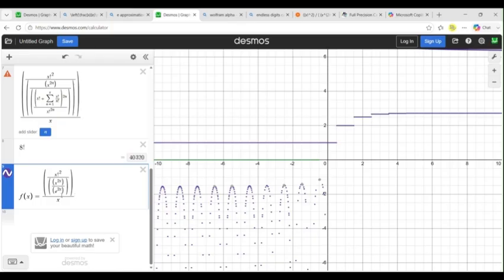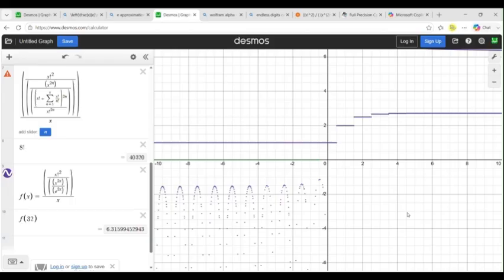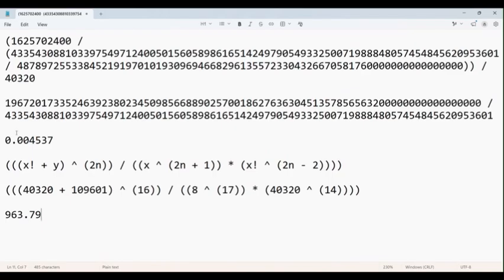So I'm just going to be doing this instead. And what does this give me? 6.31. And tau equals 6.28. So, yeah. It's pretty close, while these are pretty far away. 963.79. Ain't no way.